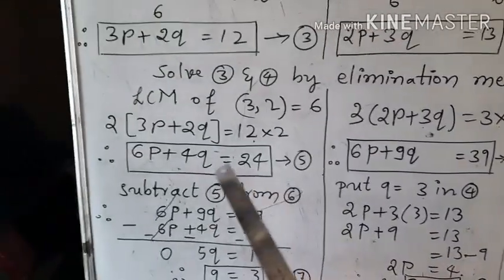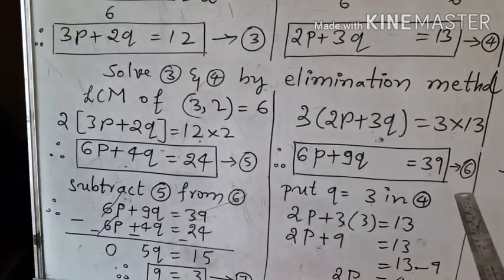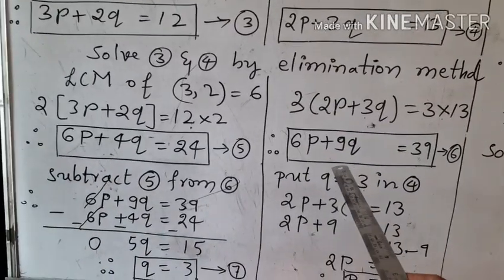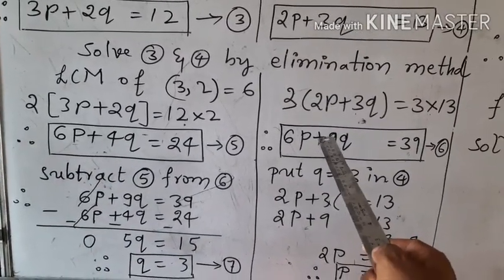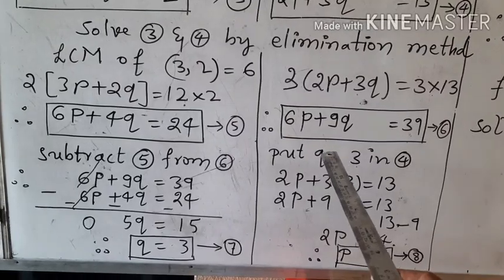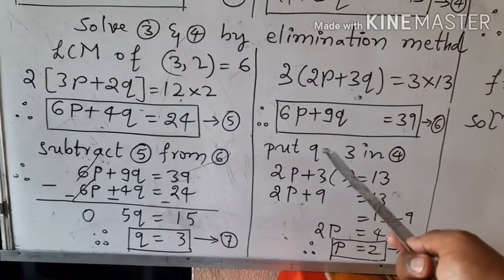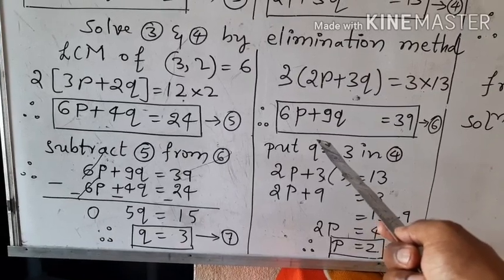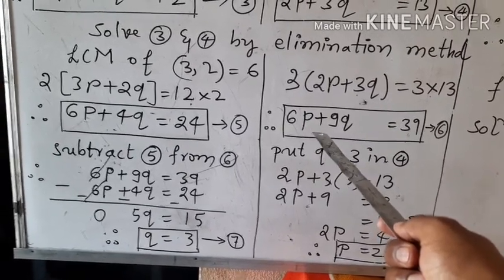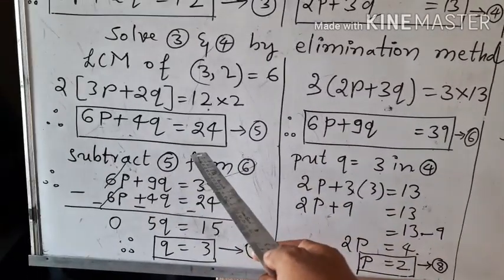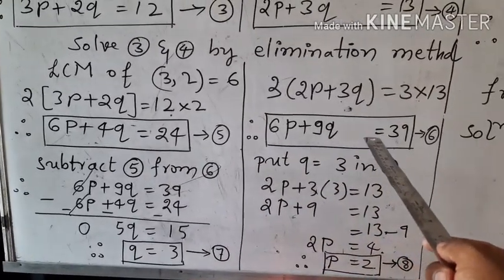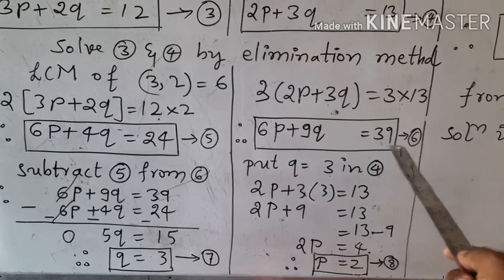If you observe equation 5 and equation 6, you will see that the coefficient of p is 6 here, the coefficient of p is 6 here. Once the coefficients are same, to eliminate p, either we will subtract the equations from each other or add the equations. But here I subtract equation 5 from 6. Thus equation 5 is 6p plus 9q is equal to 39.